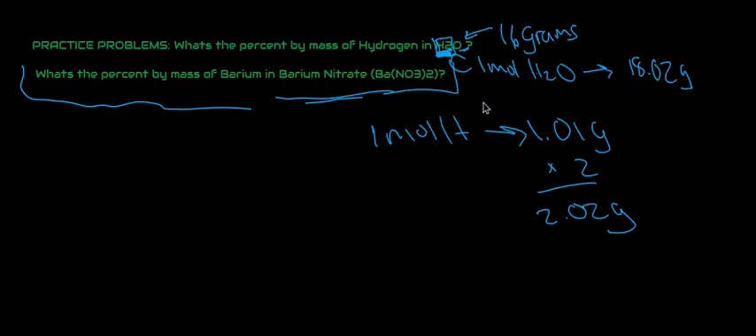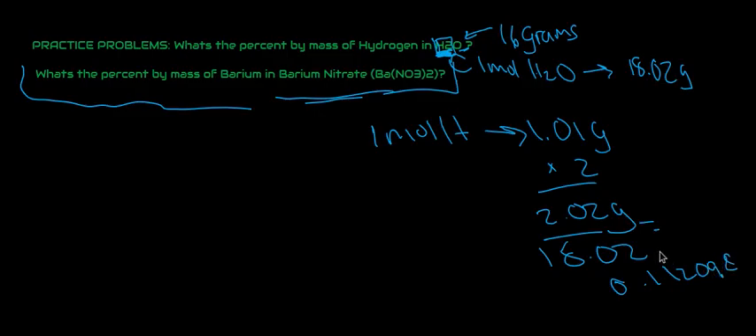Since 1 mole of H2O is 18.02 grams, and if you have 1 mole of H2O, you have 2.02 grams of hydrogen, you can do what we did last time. 2.02 divided by 18.02 to get, what do you guys get? I got 0.112098, crazy rounding, and then multiply by 100 to get your percent abundance, and you get approximately 11.21%.